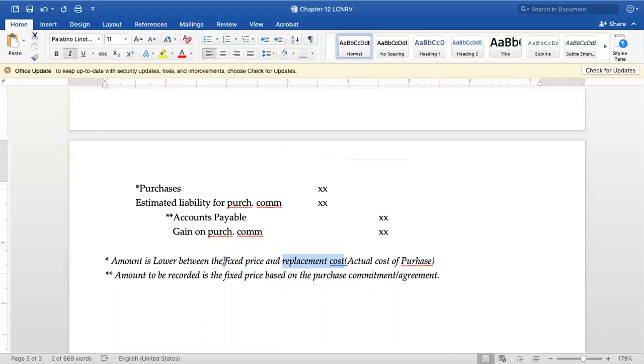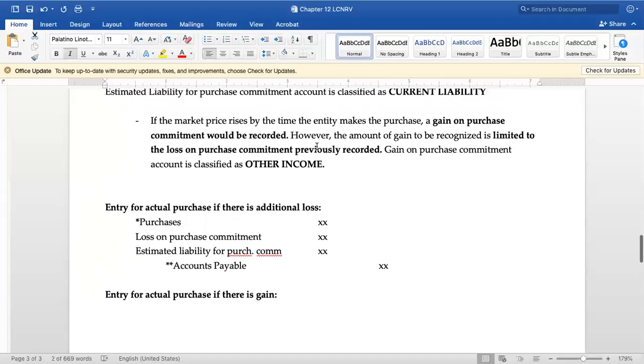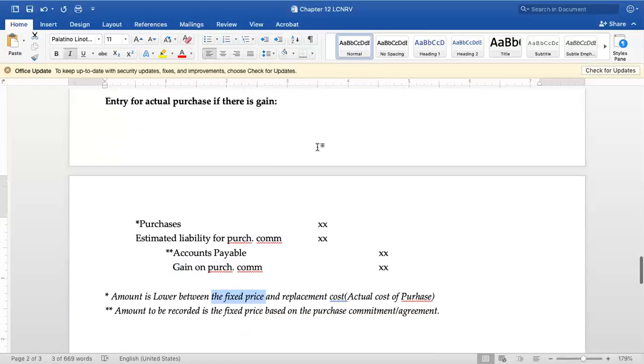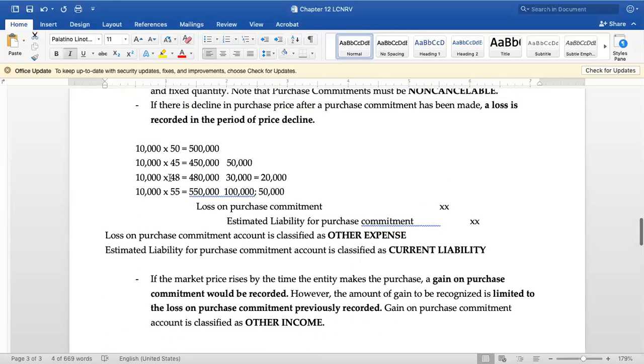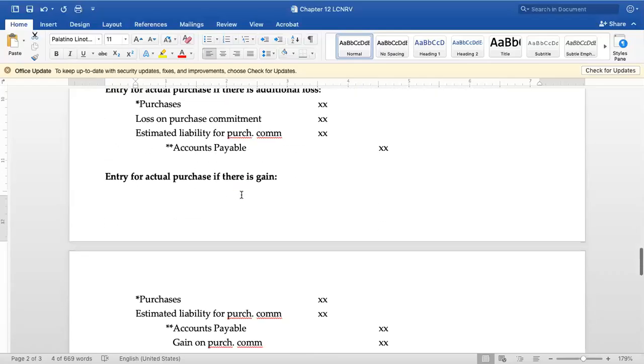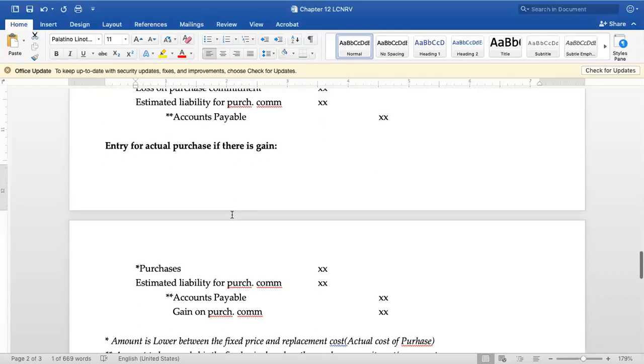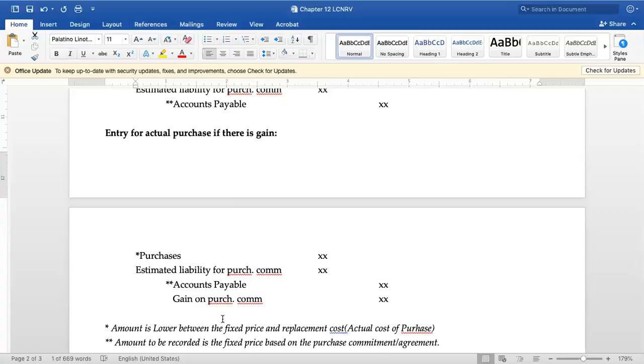Fixed price, that is what you promised, 500,000. Then what is the replacement cost, the actual cost of your purchase? For example, at actual purchase it became 48 pesos, so whichever is lower. So 480,000 is lower. So you debit 480,000 as your purchases. Again, lower between the fixed price and the replacement cost or the actual cost of purchase.